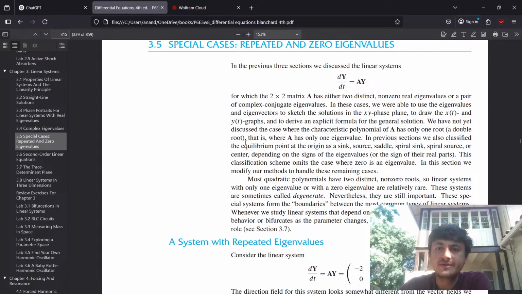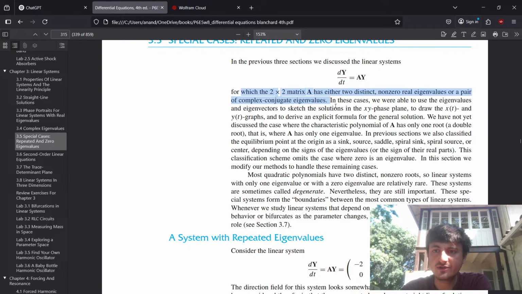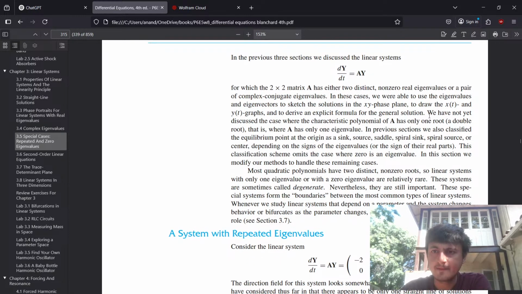In the previous three sections, we discussed linear systems y prime equals Ay, for which the 2x2 matrix A has either two distinct non-zero real eigenvalues or a pair of complex conjugate eigenvalues. In these cases, we were able to use the eigenvalues and eigenvectors to sketch the solutions in the xy plane, to draw the x of t and y of t graphs, and to derive an explicit formula for the general solution. We have not yet discussed the case where the characteristic polynomial of A has only one root, that is, where A has only one eigenvalue.